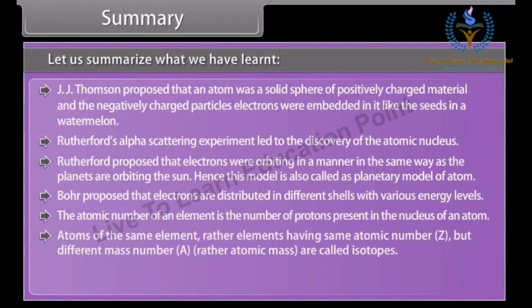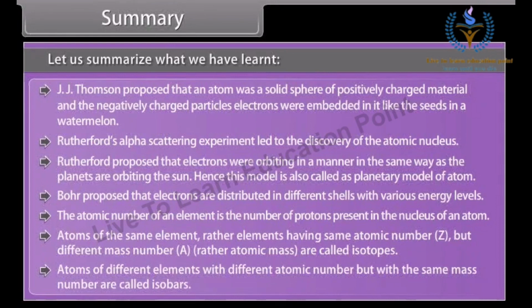Atoms of the same element, or rather elements having the same atomic number Z but different mass number A, or atomic mass, are called isotopes. Atoms of different elements with different atomic number but with the same mass number are called isobars.